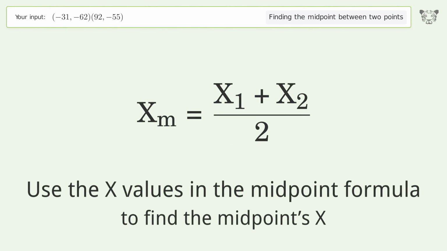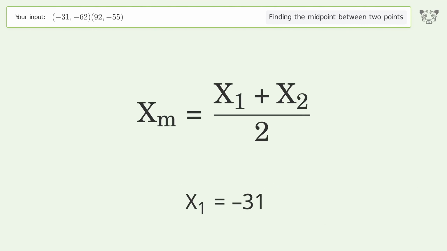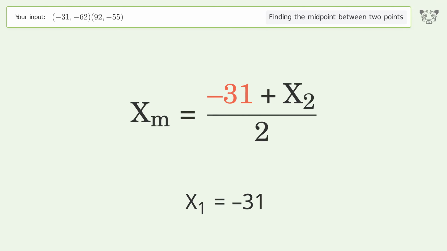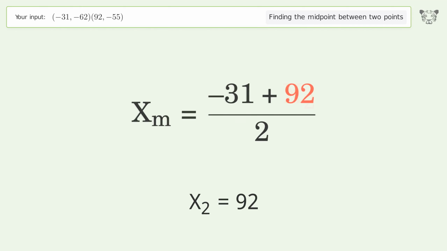Use the x values in the midpoint formula to find the midpoint's x. x1 equals negative 31. x2 equals 92. Simplify the arithmetic.